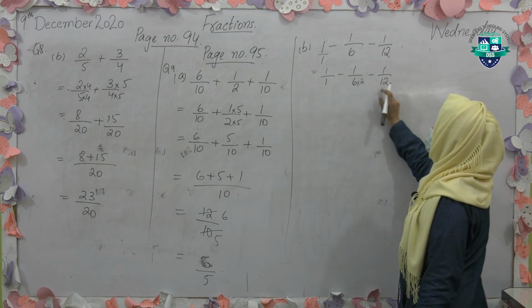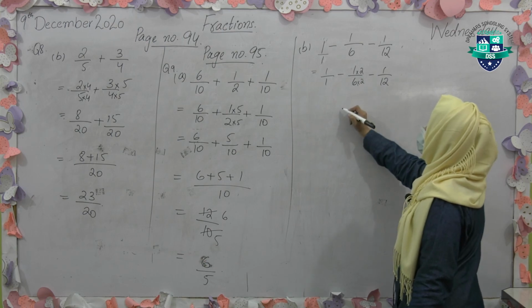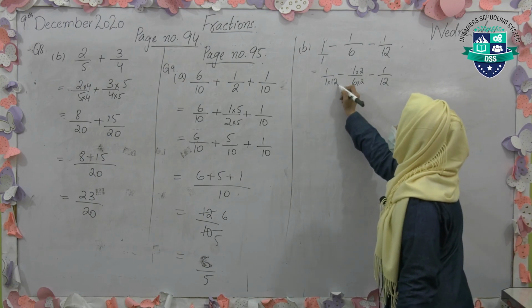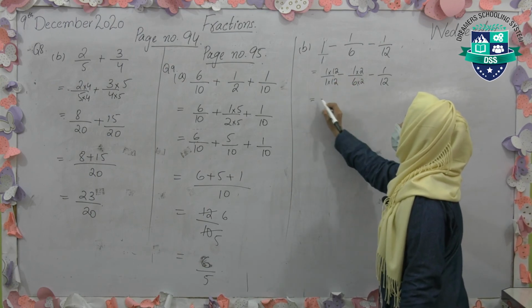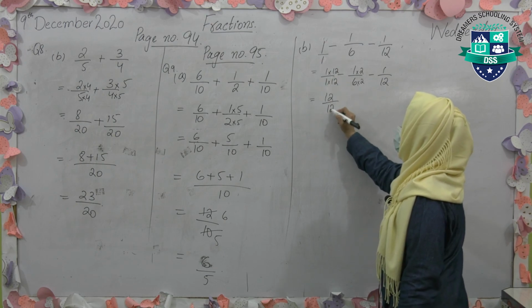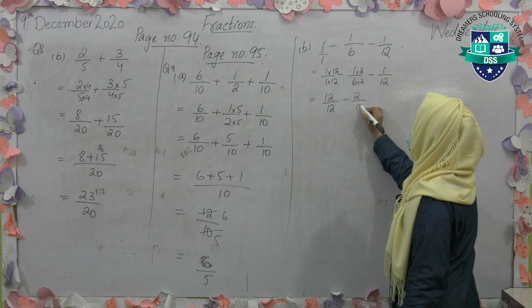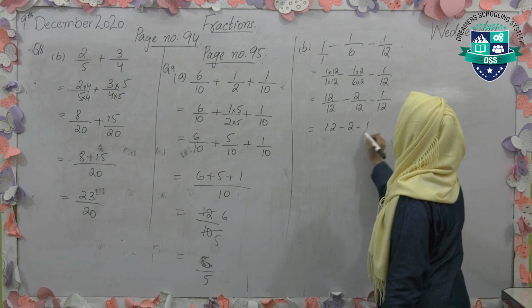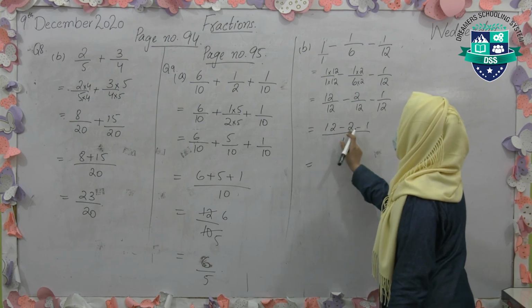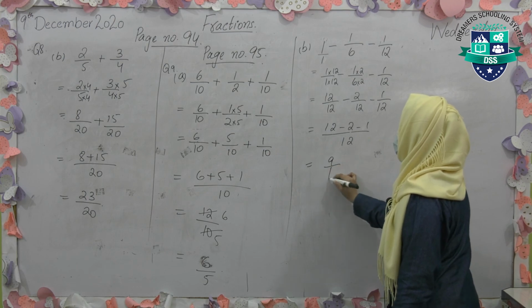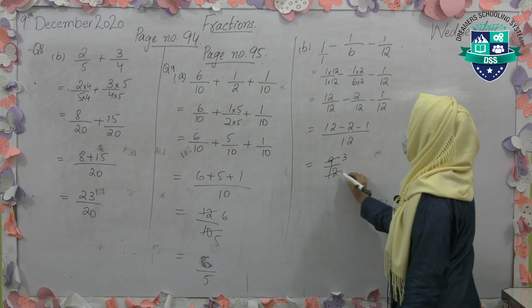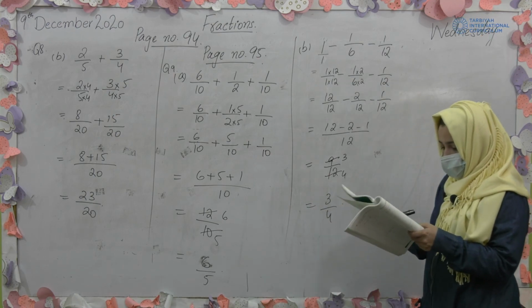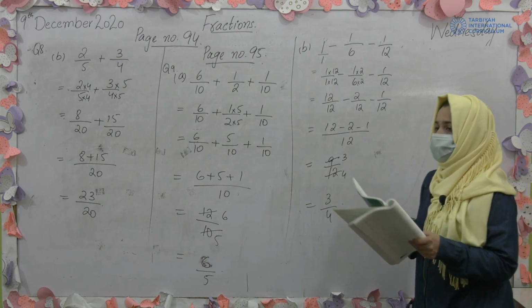6 2s will become 12, multiplying the numerator by the same number. And now where will 1 go on the number 12? 1 12s are 12. 12 by 12 minus 1 2s are 2, 6 2s are 12, 1 by 12. 12 minus 2 minus 1 by 12. 12 minus 2, 10, 10 minus 1, 9 by 12. 3 3s are 9, 3 4s are 12, 3 by 4 is the answer. C and D part you will do it by yourself.